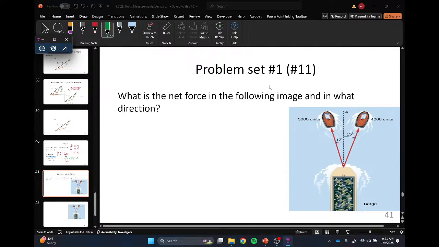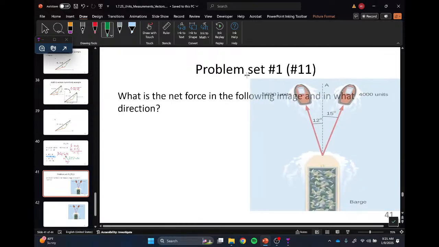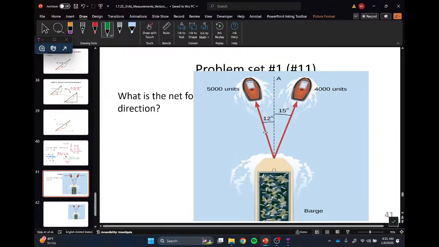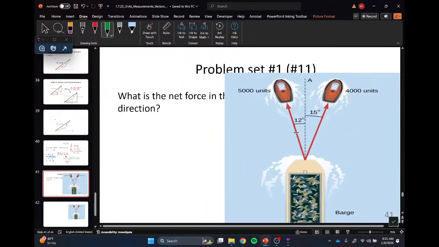I got an arrow that's pointed up to the left with 5,000 units. Those units, the unit for that will be newtons eventually, but again, I haven't taught you force. So this arrow is 5,000, and it has an angle of 12 degrees with respect to this axis. And then we have an arrow over here that's 4,000, and it's up to the right with an angle of 15 degrees. We're just going to kind of cover the whole problem. This is in the problem set. Anytime I give these involved problems, they're going to be problems from the problem set.